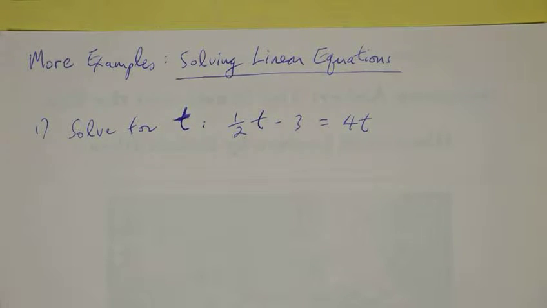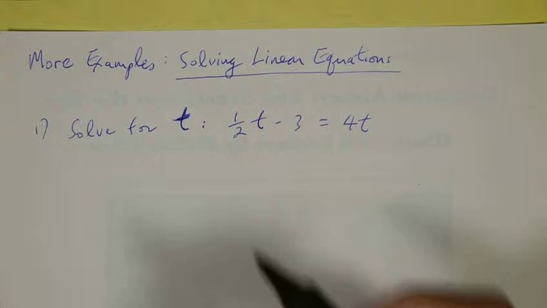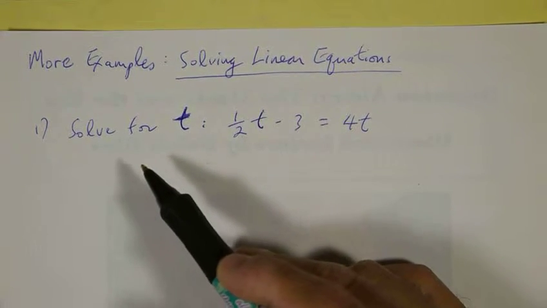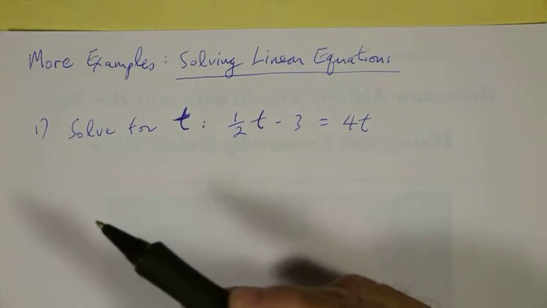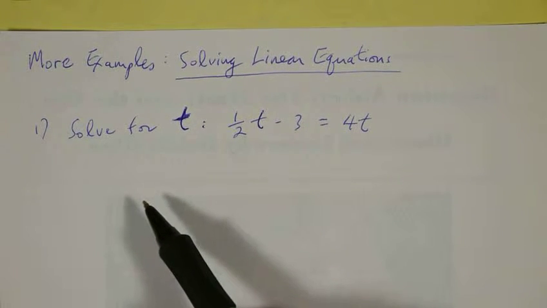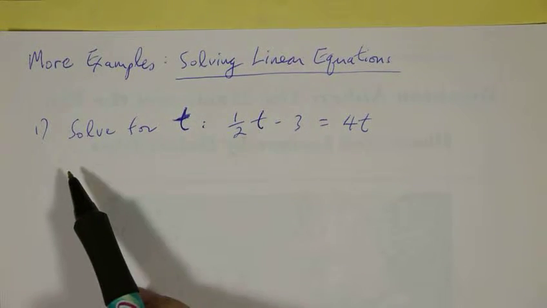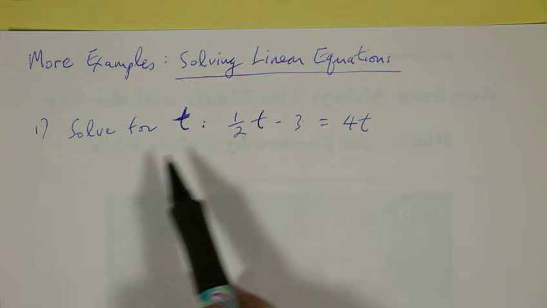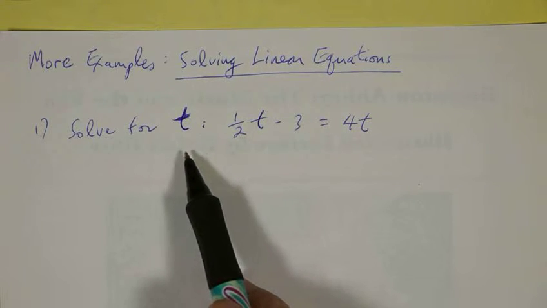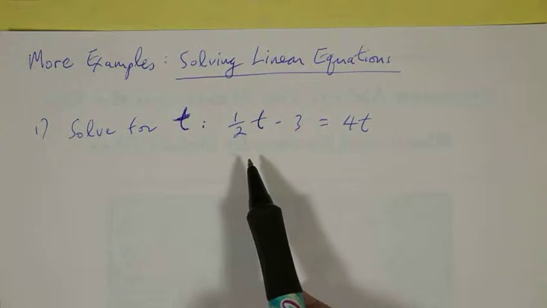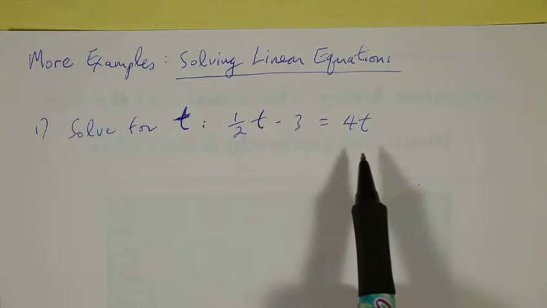This video is a follow-up to my previous video on solving linear equations. In this video, I'm doing some more interesting or more challenging examples on solving linear equations. So for example, in example 1 here, solve for t. The variable here is t for time. I have 1/2 t minus 3 equal to 4t.